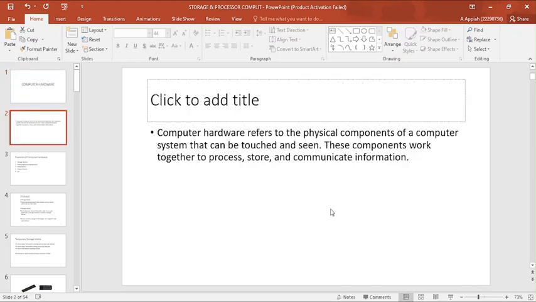When we say computer hardware, what is it? We can say computer hardware refers to the tangible part or the physical part of a computer system that can be touched and that can also be seen. These components will work together to process, store, and communicate information.